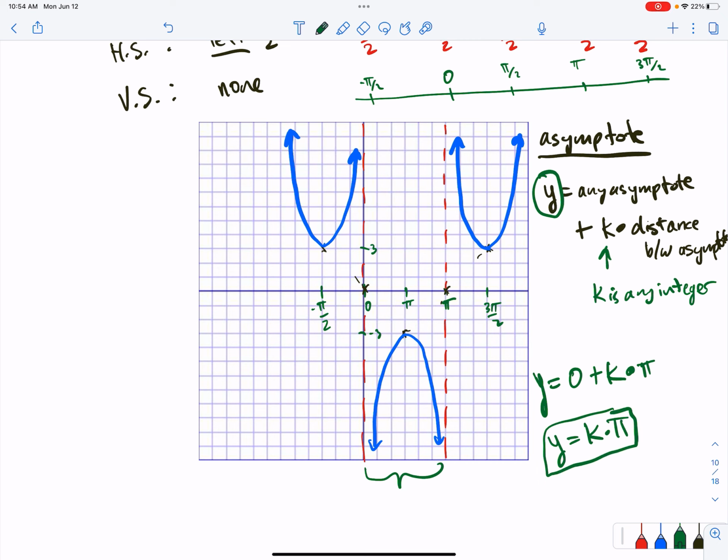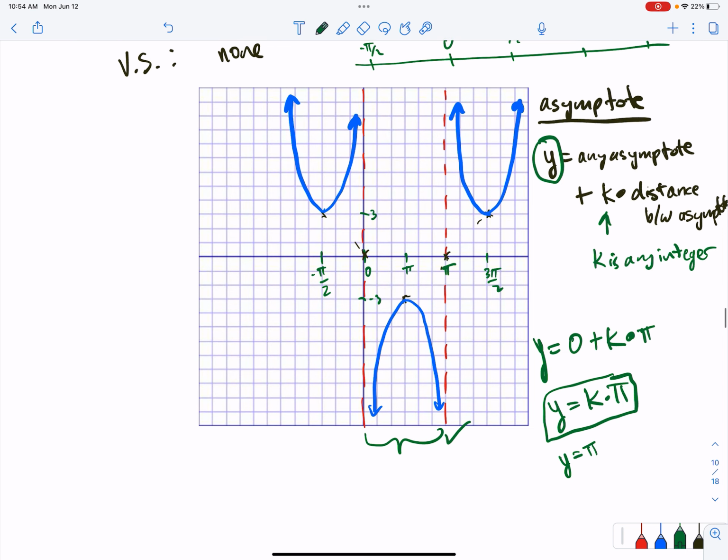I could write y is equal to k times pi. So what does this mean? Well, if I want to know where the asymptotes are on this graph, I can pick any integer value for k. So if k is 1, I get y equals 1 times pi. So y equals pi, and that is this one. I could pick k equals 5. That would mean one of my asymptotes is at 5 pi, and similarly all the way down. So any integer for k will give us an asymptote line.